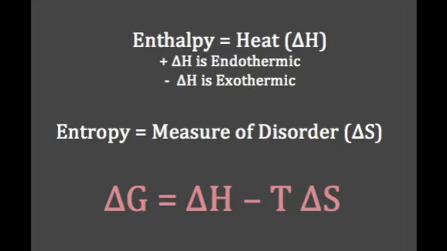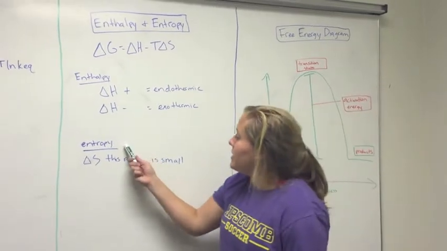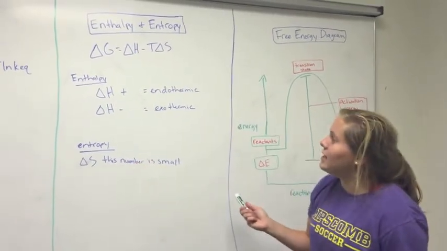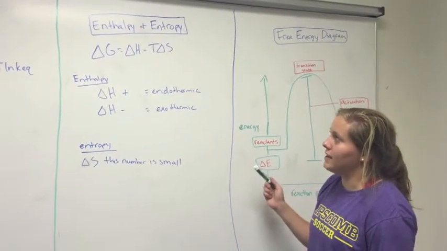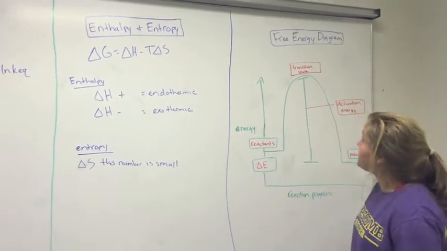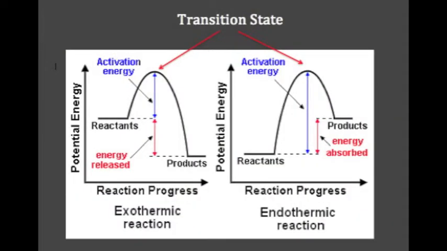If the delta H is negative, that means the reaction is exothermic and the reaction is releasing energy. Typically, entropy is a small number in this equation and does not have a lot of significance in a proton transfer reaction. In a free energy diagram, we have reactants, a transition state, activation energy, and products.